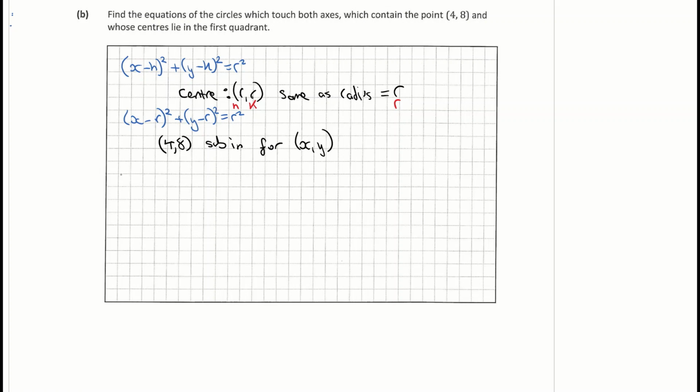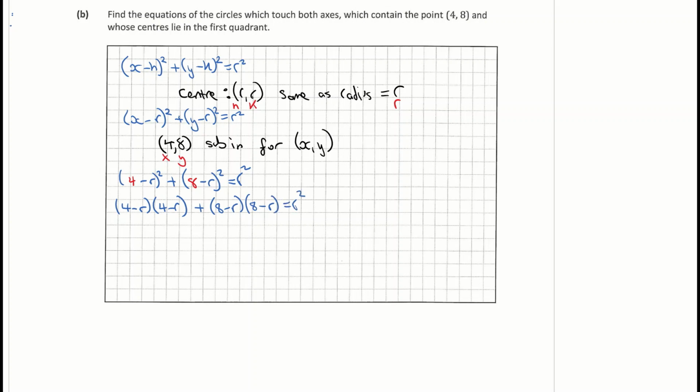I'm going to take my equation of the circle now, and I'm going to sub in 4 for x and 8 for y, because that's my coordinate which sits on the circle. So I'm subbing in 4 for x: (4 minus r) all squared, plus my y, which is 8: (8 minus r) all squared, equals r squared. And I'm going to square out those brackets. So a square means I multiply the bracket by itself, and then plus (8 minus r) squared, so (8 minus r) by (8 minus r) equals r squared.